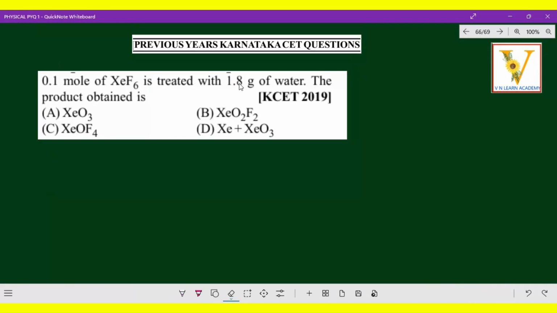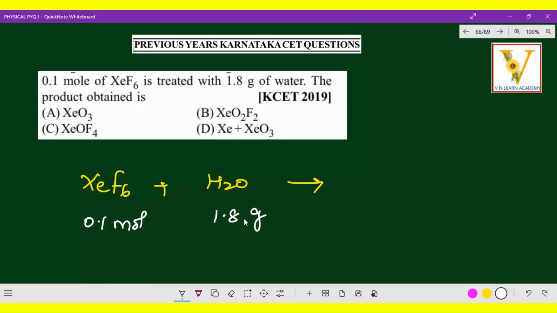XeF6 is treated with 1.8 gram of water. The product obtained is, let us write the data here. Here, xenon hexafluoride combined with water. So what is the product? Indirectly, they have given that 0.1 mole of xenon hexafluoride combined with 1.8 gram of water. One thing they have given is the mole, the other thing they have given is the mass. Given mass means the number of moles equals given mass by molecular mass. So the number of moles we have to identify.